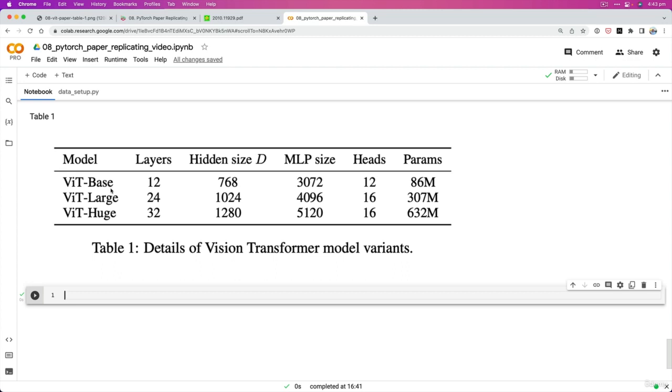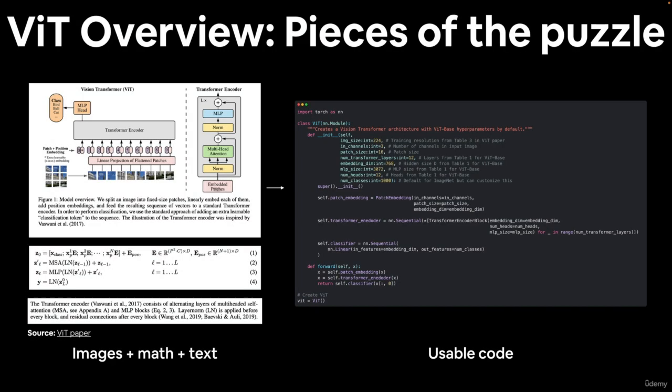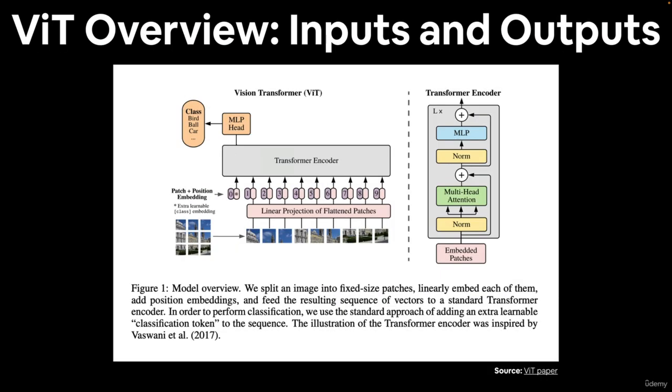So with that being said, let's jump into making figure 1 colorful. So this is the overview of Vision Transformer, inputs and outputs. One of the first things you should do when inspecting a machine learning research paper or any new architecture you've never used before is figure out what goes into the model and what comes out. So in this case, we have a Vision Transformer.